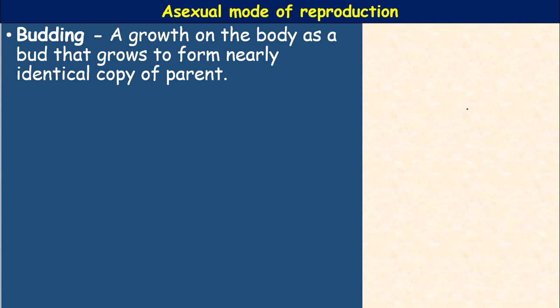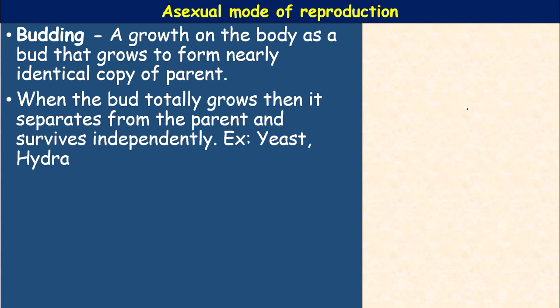So that is called binary fission. Now budding. Budding is commonly observed in yeast, where a growth on the body as a bud grows to form a nearly identical copy of the parent. A bulb-like projection called a bud is formed on the body. The nucleus of the body divides into two. Then one of the two nuclei passes into the bud, and the bud detaches itself from the parent body and grows to full size and becomes a new individual. When the bud has totally grown, it separates from the parent and survives independently.